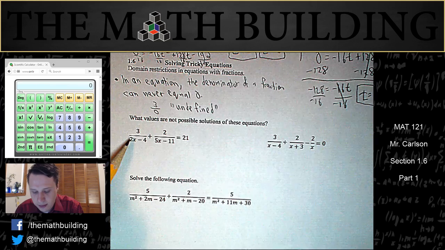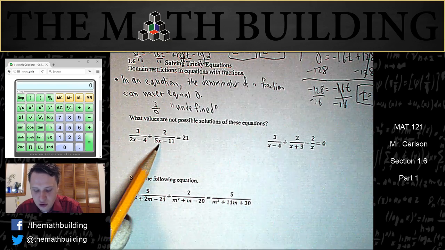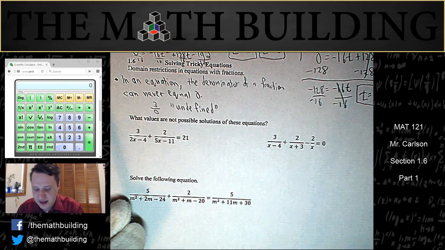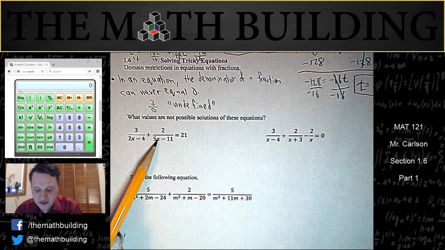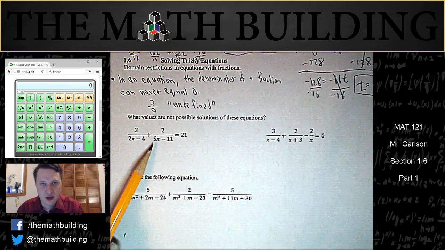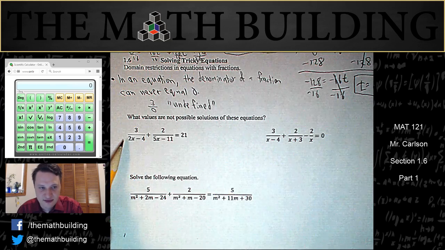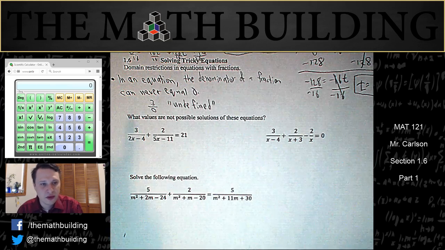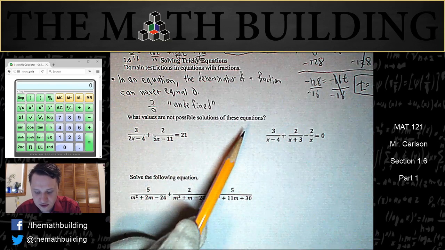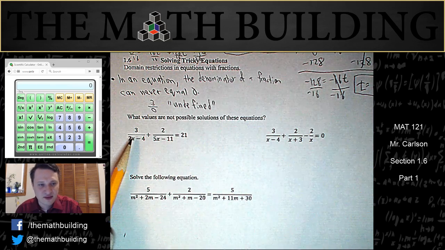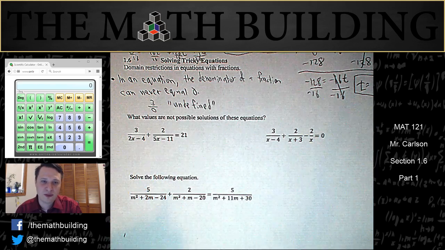So check out this problem. We have 3 over 2x minus 4 plus 2 over 5x minus 11 is equal to 21. You can see here that I have x in the denominator of a fraction, so it's possible that x could be something that makes the entire denominator be 0. That would be bad. So it wants to know what values are not possible solutions of these equations. Basically, what values for x will make either one of these denominators be 0.